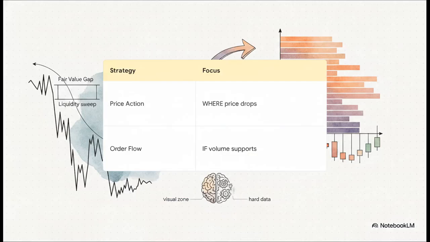The ultimate synthesis connects the where with the if. You use subjective price action to find a setup zone. That gives you your where. Then, you use objective order flow tools to verify if the real volume actually agrees with you. That gives you your if. You find the zone visually, and then you confirm it with hard data. It really is the best of both worlds.